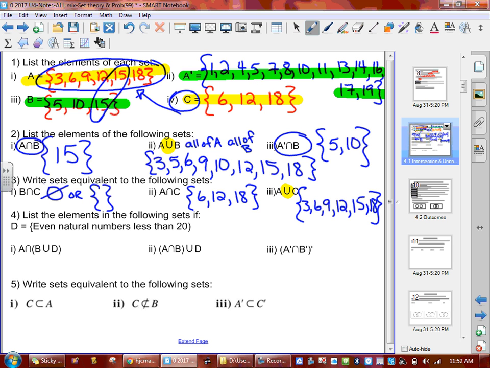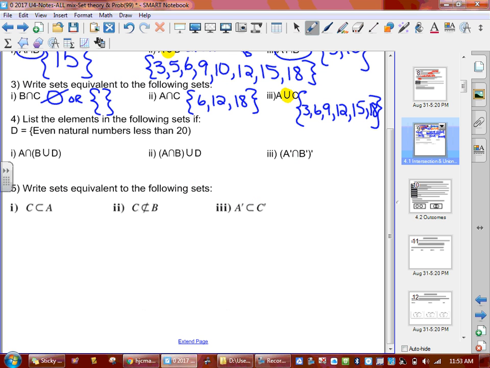Number 4 says, we have another set now. We're going to include set D. Even natural numbers less than 20. So now we're going to have set D, I'll do him in red, and I'll move it up a little bit. So set D, even numbers less than 20, starting at 2, 4, 6, 8, 10, 12, 14, 16, 18. Cannot include 20. So there's set D. We need to always list it out so that we can solve the next question.